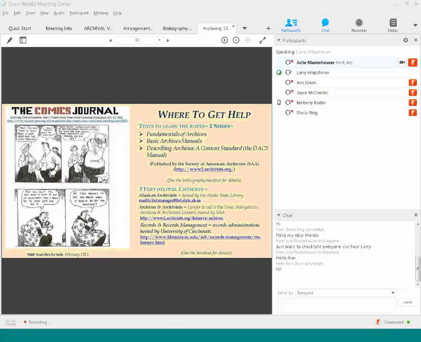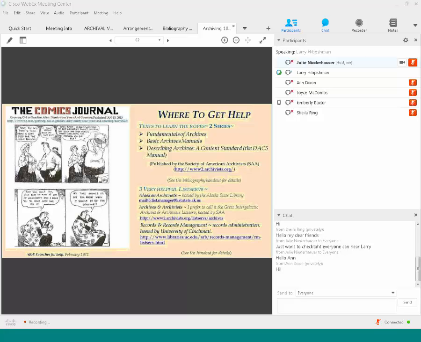Also, there are three useful listservs. The first is the Alaskan Archivist Listserv, which is very small. I think it has 15 members at the moment. But I highly recommend joining it if you are planning to do archival work in Alaska. Pretty much everybody who is a professional archivist in Alaska is on it, and most of them are eager to help.